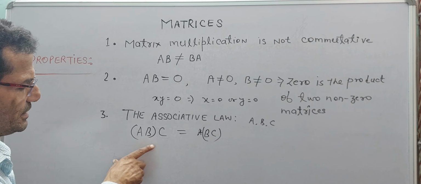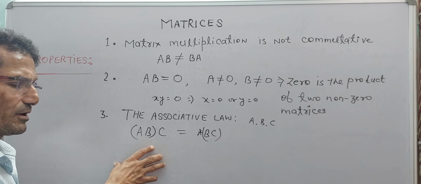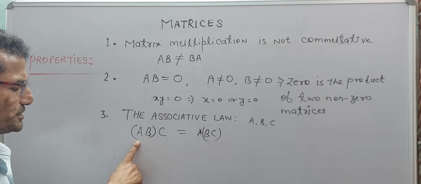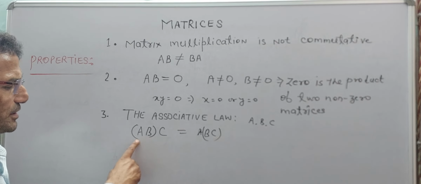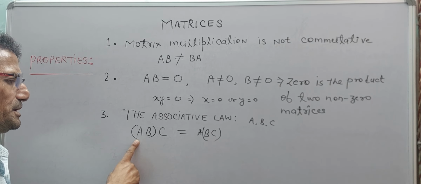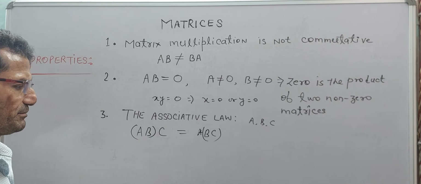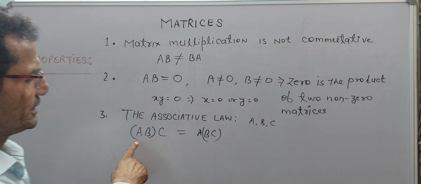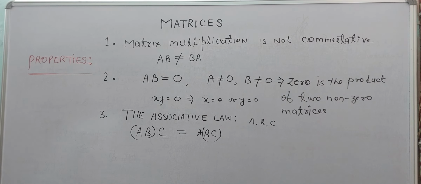So if I multiply A and B, the rows of B should be equal to the columns of A. Only then it is possible, so it should be defined. If both the left hand side and right hand side are defined, then these are equal. So this is the associative law.